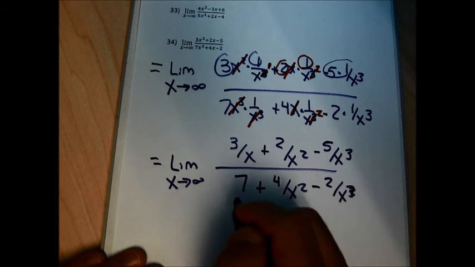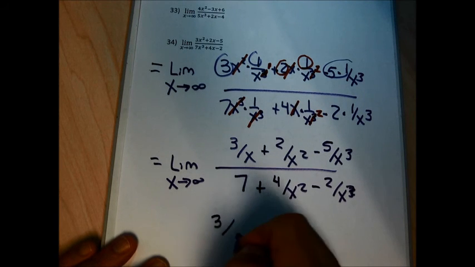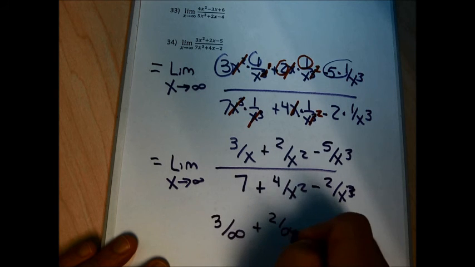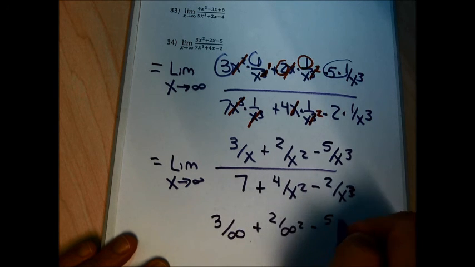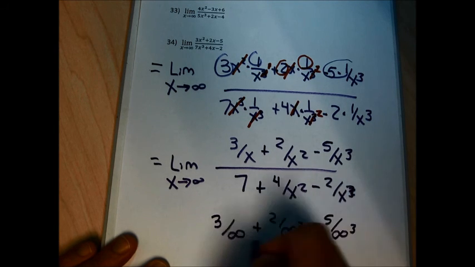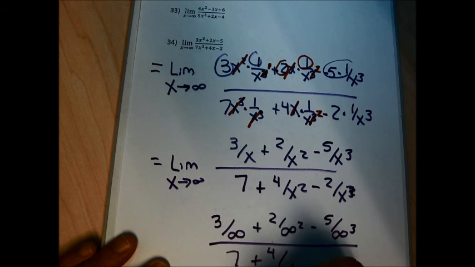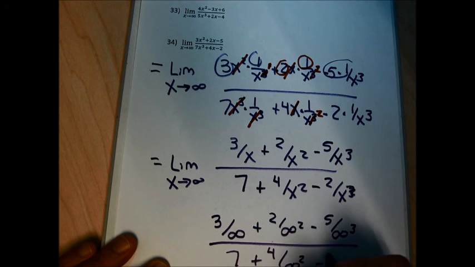Now I'll plug my infinities in and stop writing the limit sign. So I get 3 over infinity plus 2 over infinity squared minus 5 over infinity cubed for the numerator. The denominator is going to be 7 plus 4 over infinity squared minus 2 over infinity cubed.